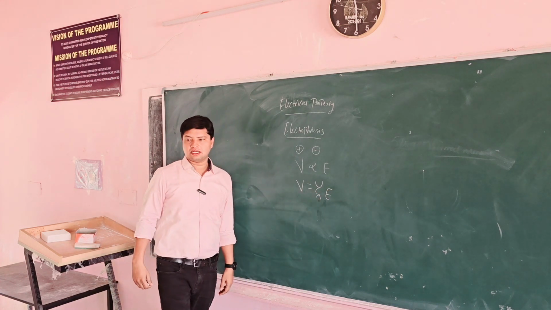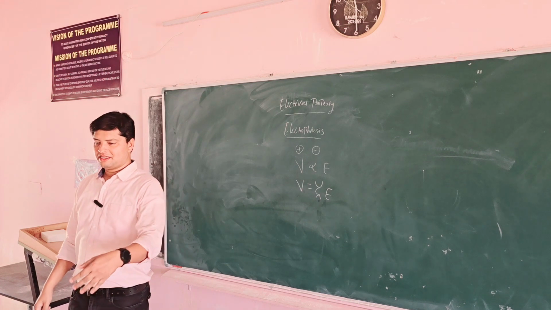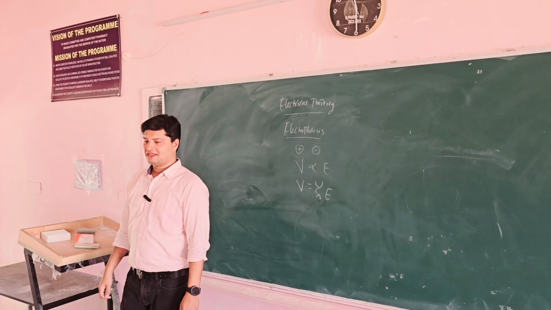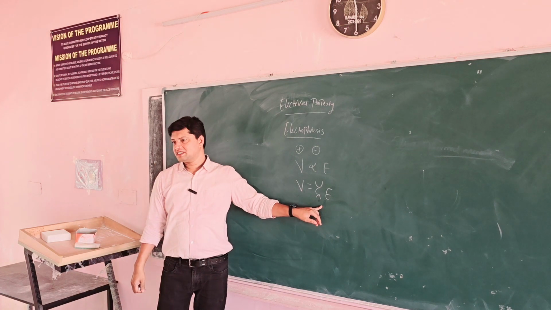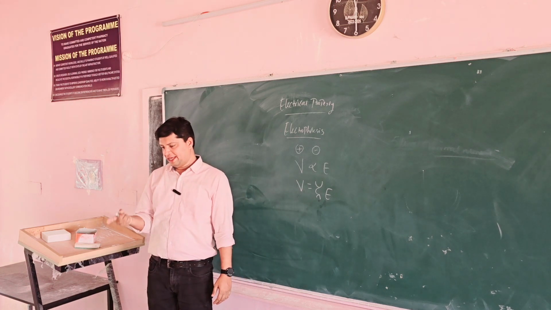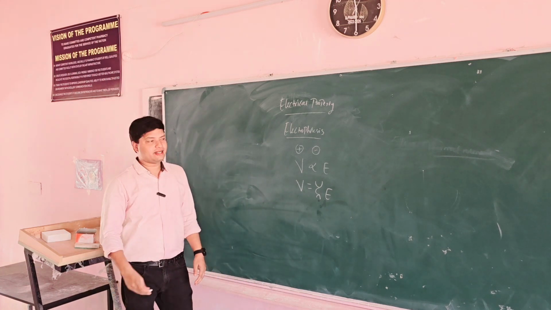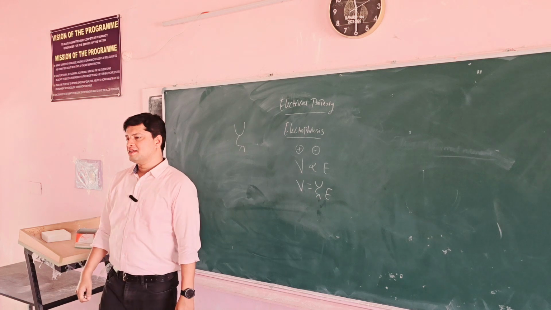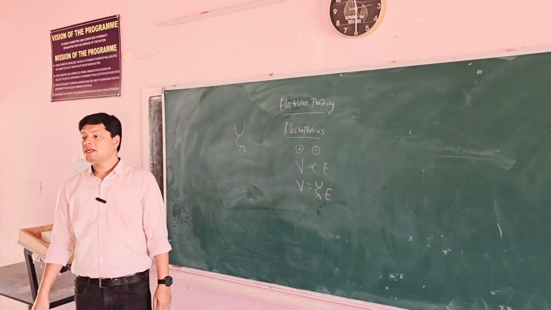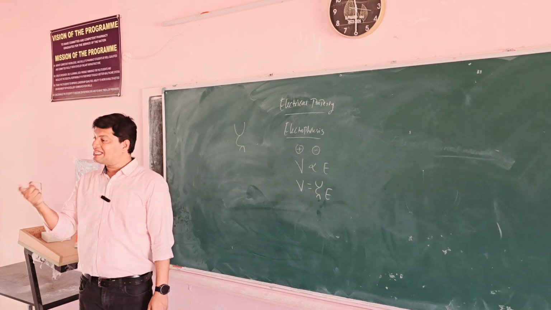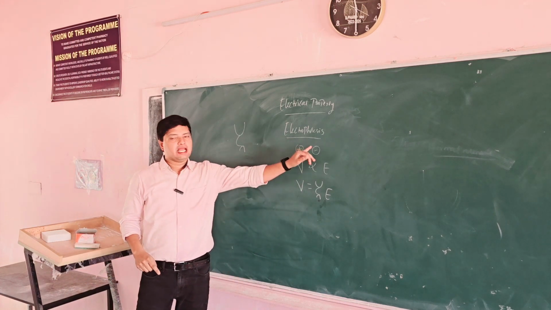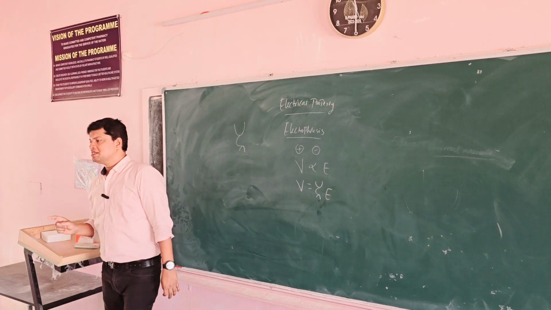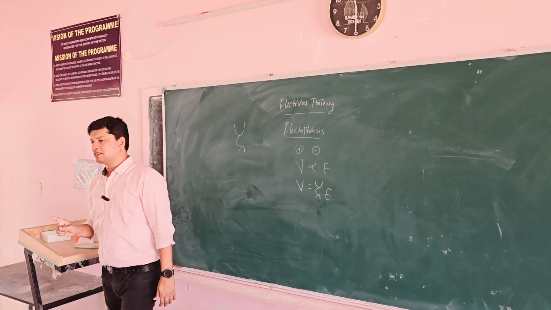What is this? We get zeta potential. This is how you represent it. Zeta potential, how to write it? You can also calculate zeta potential as well as charge on the particle by electrophoresis. By electrophoresis, you can calculate charge as well as zeta potential on the particle.